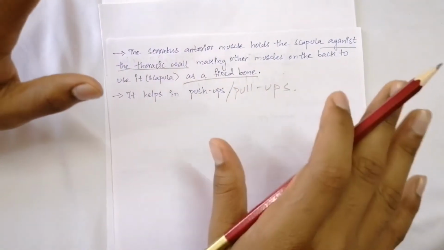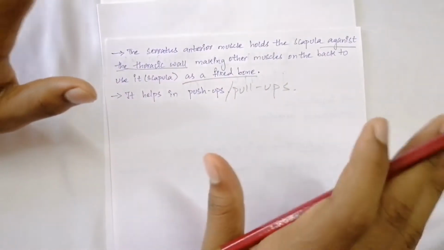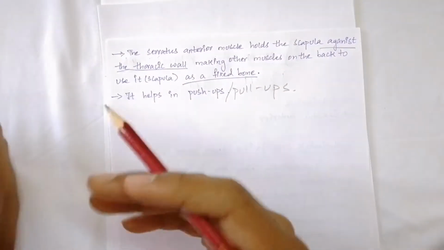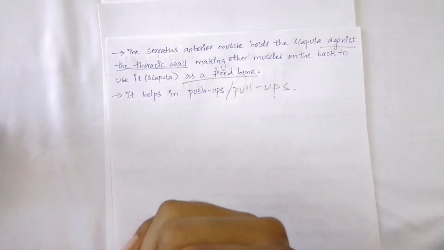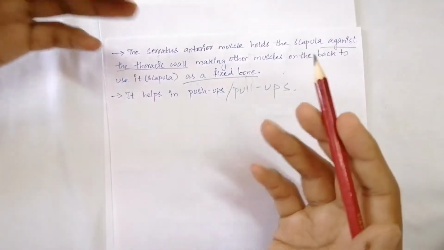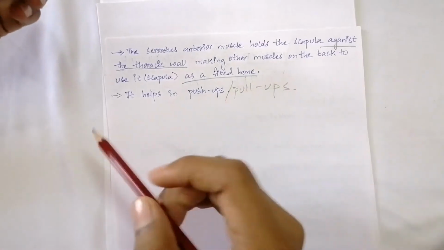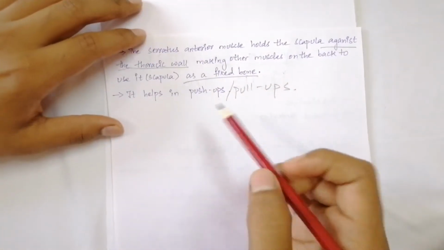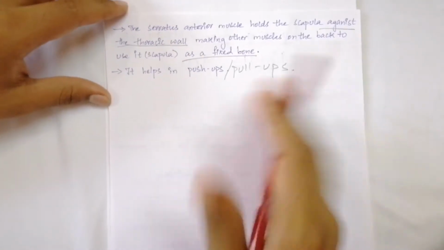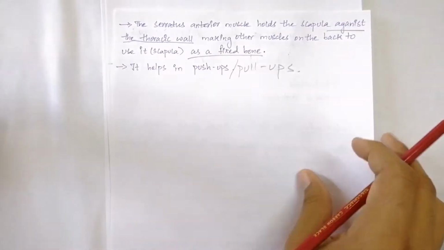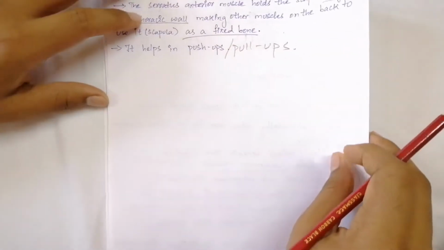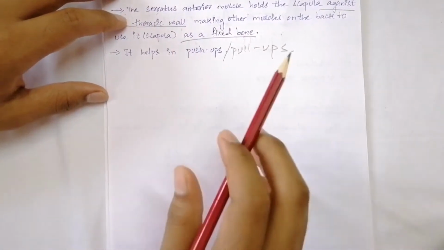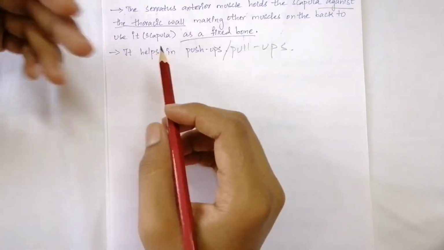When you press the floor on which you are doing push-ups, the scapula is held by the serratus anterior towards the thoracic wall, making it stay there as it is, which helps the muscles actually use it as a fixed bone and help you do the push-ups. Now let us speak about the innervation. The innervation to this muscle is the long thoracic nerve, and that's the clinical part of it.